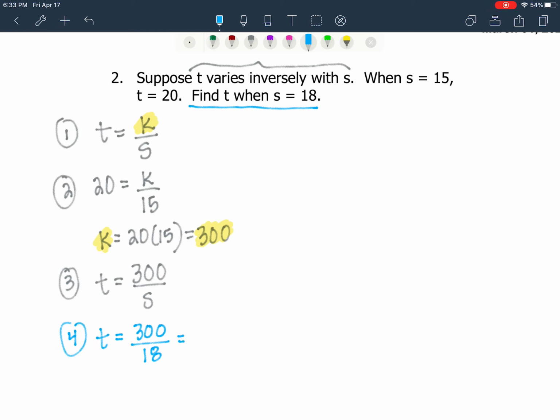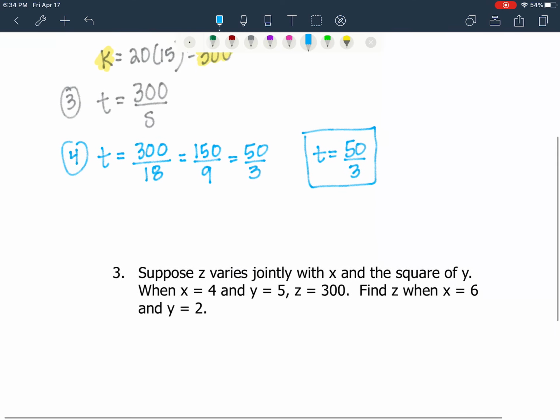So I'm going to reduce that slowly but surely. You can do baby steps. You can divide both the numerator and the denominator by 2. We get 150 over 9. Then we could say, oh, well, 3 goes into both those numbers. So that would give us 50 over 3. And I think that's our nice reduced form. Therefore, t is equal to 50 over 3. Not too bad. If you get the practice, make sure you're doing all your steps and you'll be great.